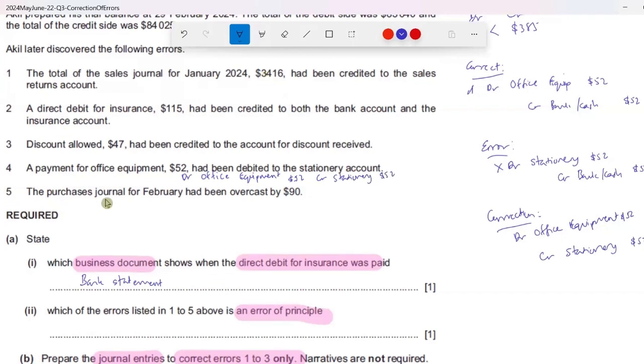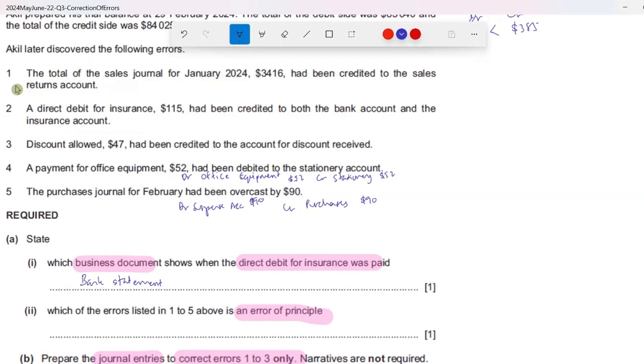Number 5, the purchases journal for February had been overcast by 90. So this is an arithmetic error. Purchases journal, the total, they total up wrongly, is higher by 90. Therefore, we have to reduce that amount. To reduce that amount, we credit purchases by 90 and we debit suspense account by the $90.